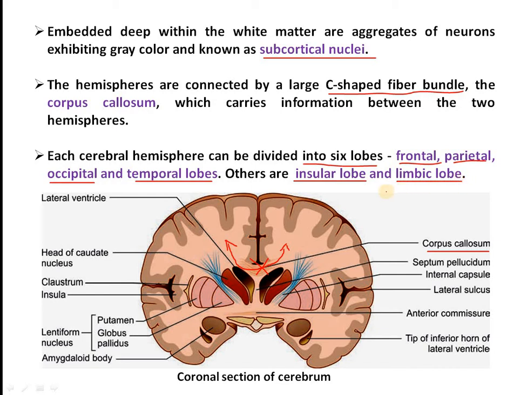These two lobes are also part of the cerebral hemisphere, and here you can find the insular lobe. It is located deep within the lateral sulcus, so it cannot be visualized from the outside. Like that, the limbic lobe is located at the base of the cerebrum. So the limbic lobes are located at the base of the cerebrum.